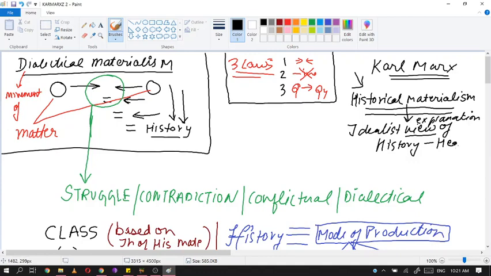This part we have done. This part took most of the time. Now just understand. Historical materialism by Karl Marx. What was he trying to establish? That history moves. Obviously, history moves. In what direction? In one direction. Why is it moving? Because according to him, material is moving. What does it mean, material is moving?